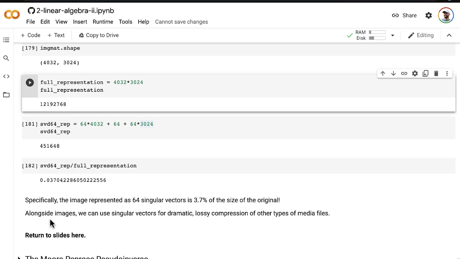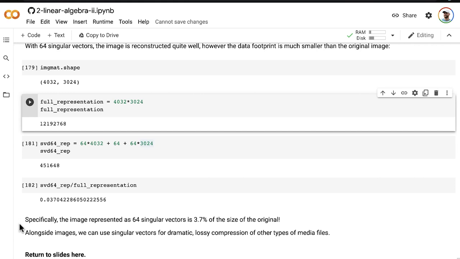Alongside images, you can use singular vectors for dramatic lossy compression of other matrices, any data or media files, certainly we could compress with this approach. And so this will be helpful to you in machine learning because you can shrink down the inputs into your model, often meaning that you can substantially reduce the compute required to train a model, as well as make a model more efficient in a production system.